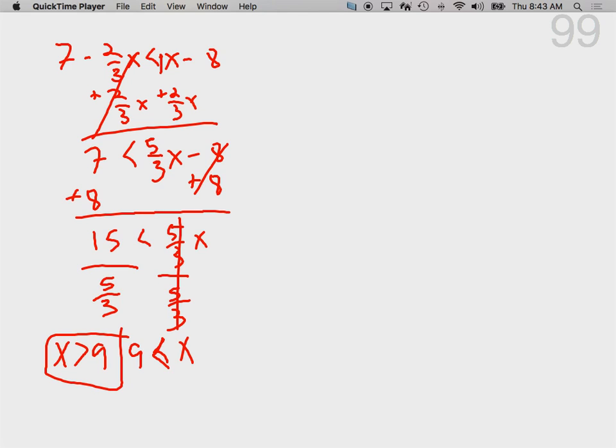Any questions? All right. So now we go on to number 3. And number 3 talks about area of a rectangle. How do I find area?